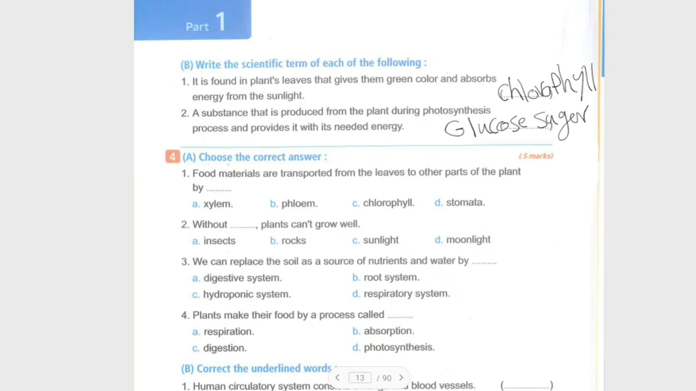Number 4, choose the correct answer. Food materials are transported from the leaves to the other parts of the plant by phloem. Number 2, without sunlight plants cannot grow well. Number 3, we can replace the soil as a source of nutrients and water by the hydroponic system. Number 4, plants make their food by a process called photosynthesis.